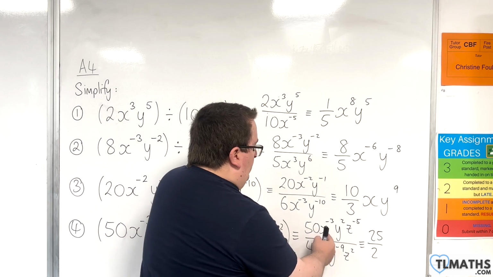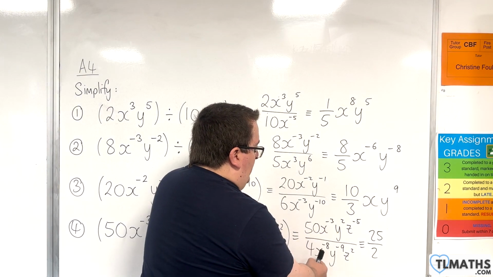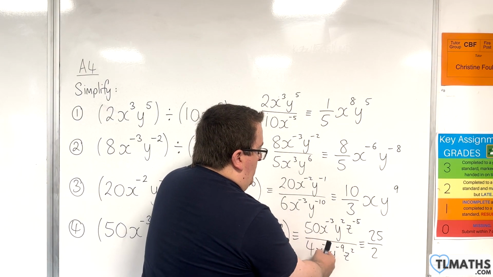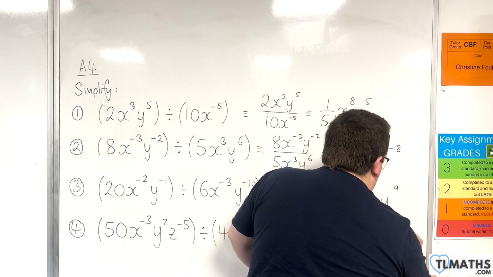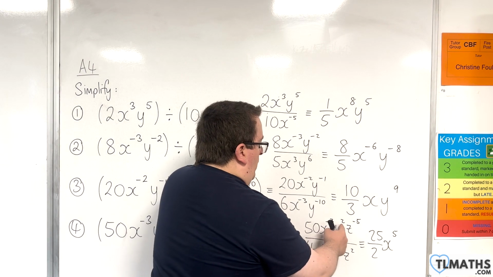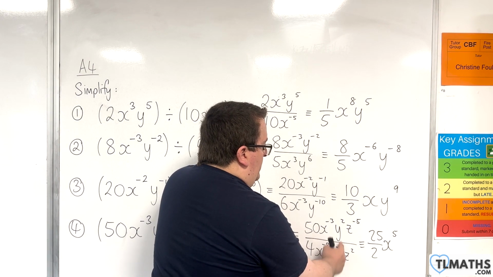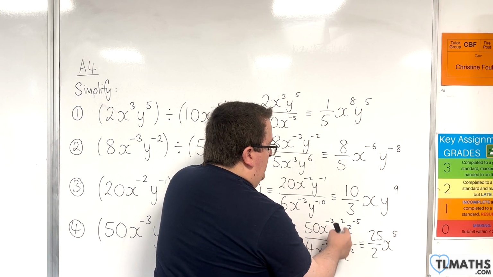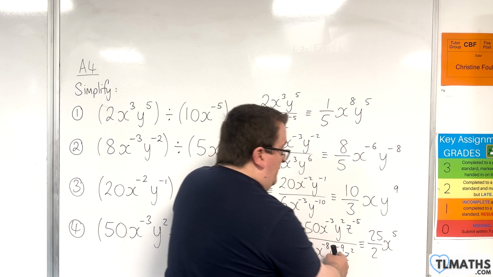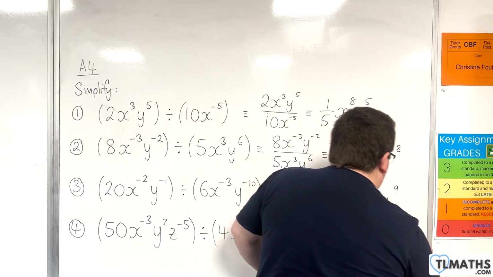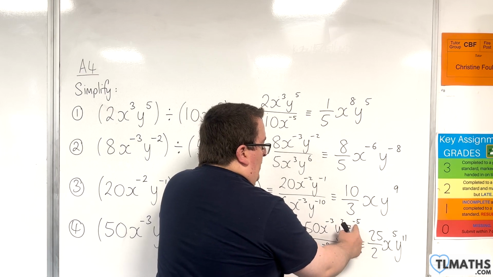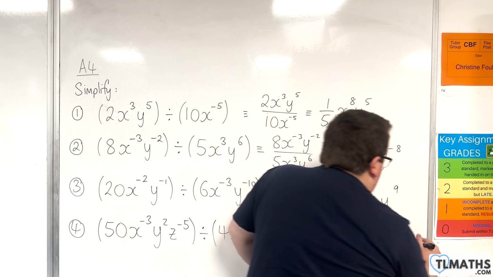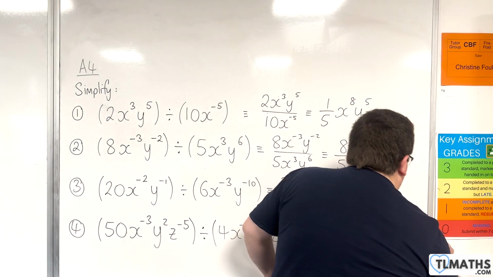Then deal with the x's. So we've got x to the minus 3 divided by x to the minus 8. Minus 3 take away minus 8 is minus 3 plus 8. So that's 5. So x to the 5. Then y squared divided by y to the minus 9. 2 take away minus 9 is 2 plus 9, which is 11. So y to the 11. And then z to the minus 5 divided by z squared. Minus 5 take away 2 is minus 7. So z to the minus 7.